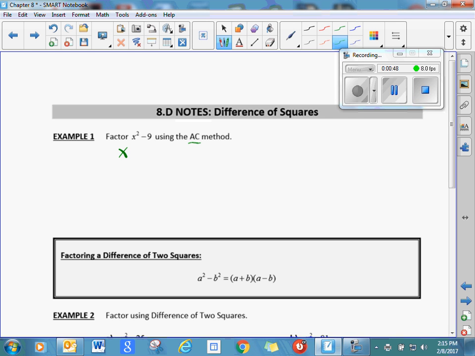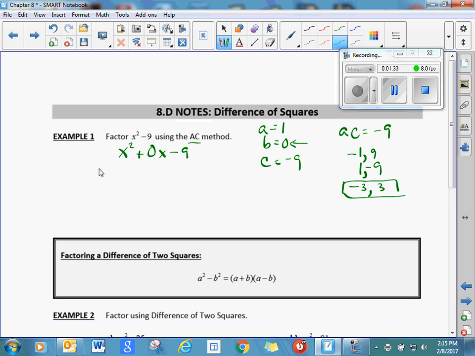So this is x squared, and then how many x to the first powers do we have? None. 0 x to the first powers, minus 9. So now our A is 1, our B is 0, and our C is negative 9. Our AC, our product, is negative 9. So we can have a pair of negative 1 and positive 9, positive 1 and negative 9, or a negative 3 and a positive 3. I need them to add to B, which is 0. There's only one of these pairs that add to 0, and it's this one right here.